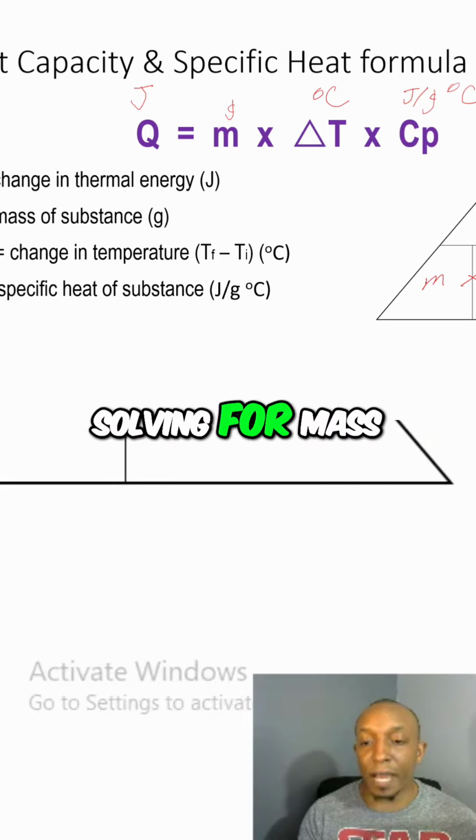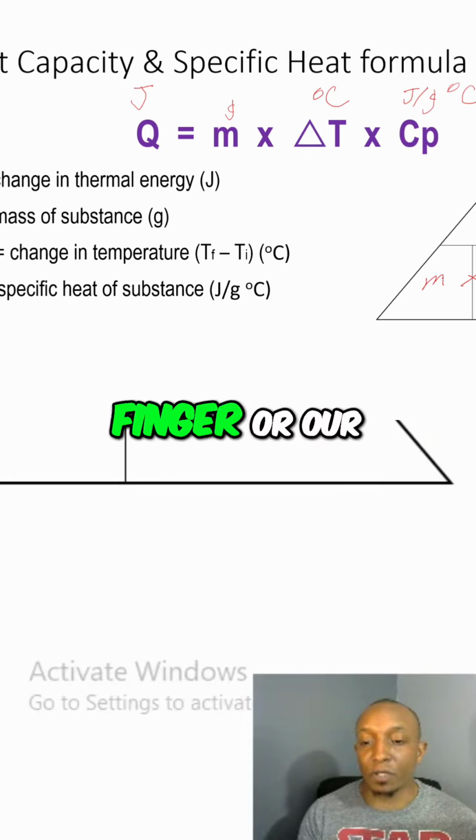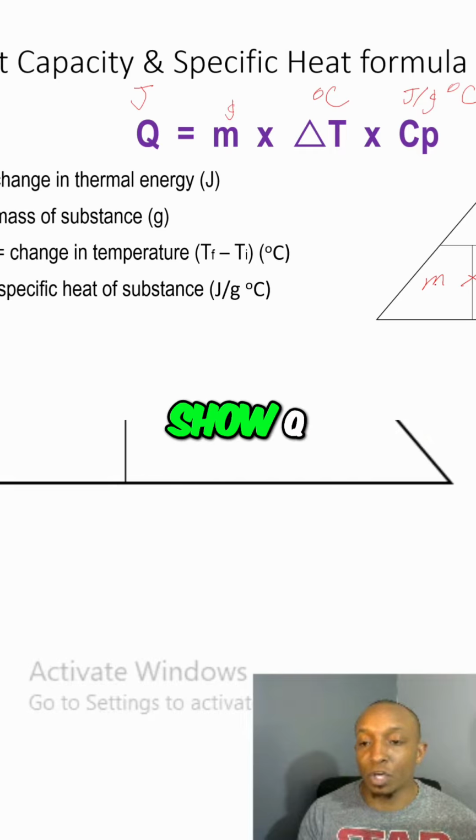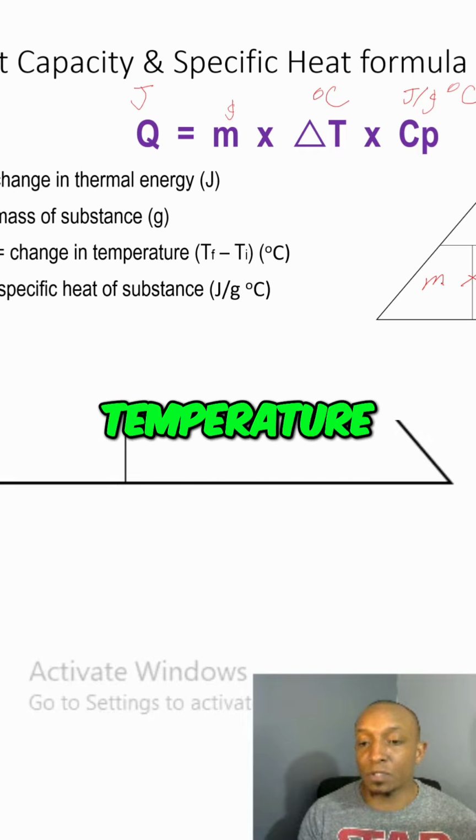And if we were solving for mass, we would put our finger or our hand over the M, and that would show Q divided by change in temperature times specific heat.